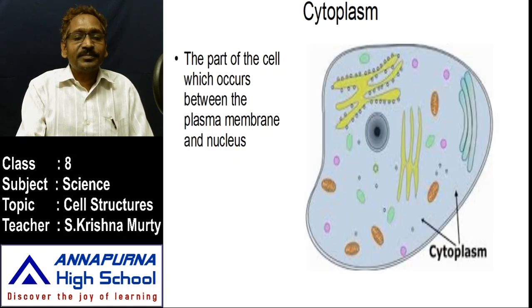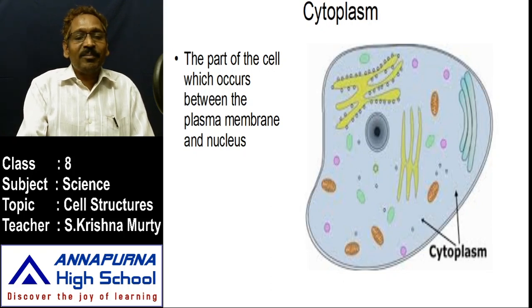The next one is cytoplasm. What is the cytoplasm? The cytoplasm is the area occupied in between the nuclear envelope and the plasma membrane. So it is very clearly there, cytoplasm. This entire light blue area is the cytoplasm. What is there in that cytoplasm?